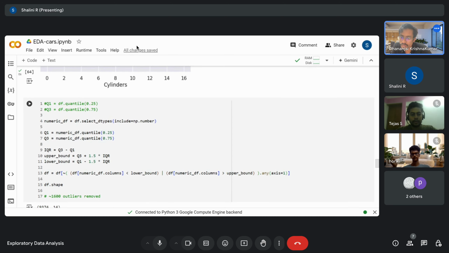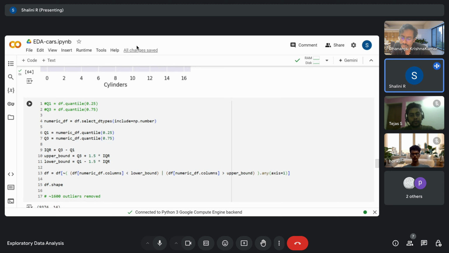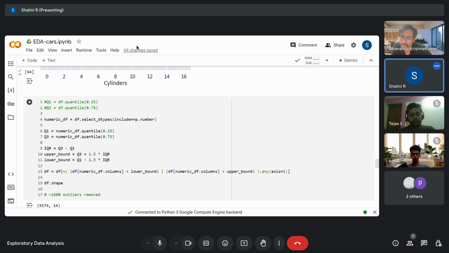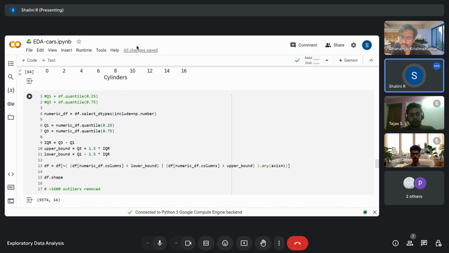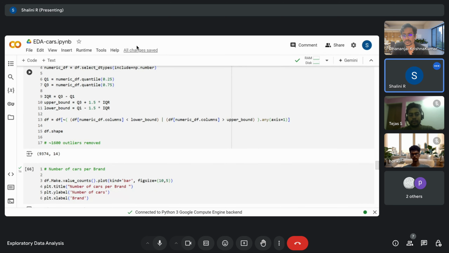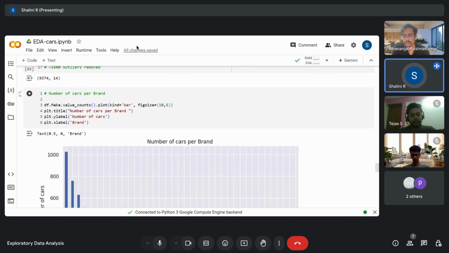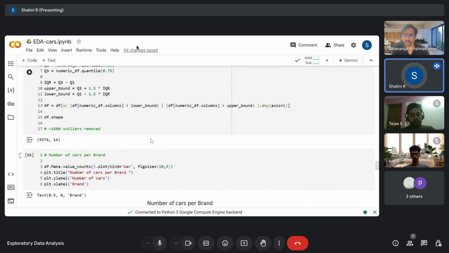That's how I find out the upper bound and lower bound, and remove those which are lower than the lower bound and higher than the upper bound. Around 1600 were there, so those I have removed. This is just for analysis, for me to try out and get familiar with these pandas libraries, matplotlib, and those libraries.